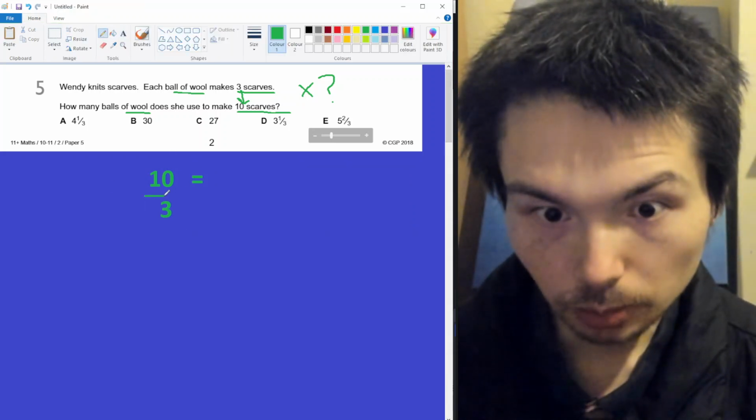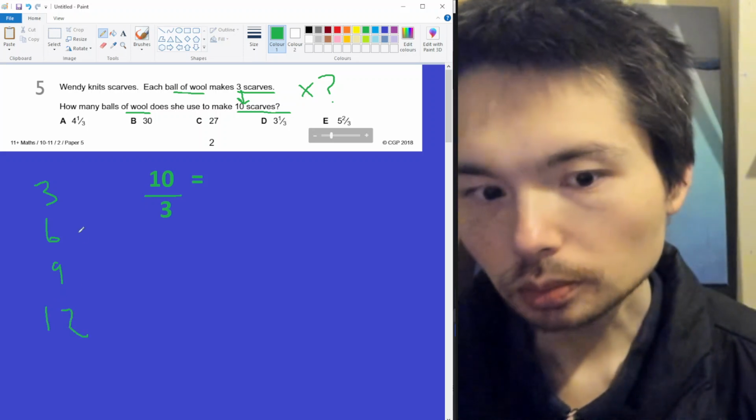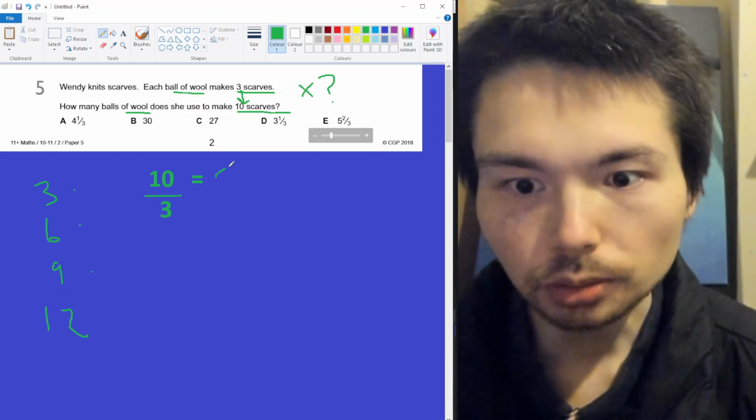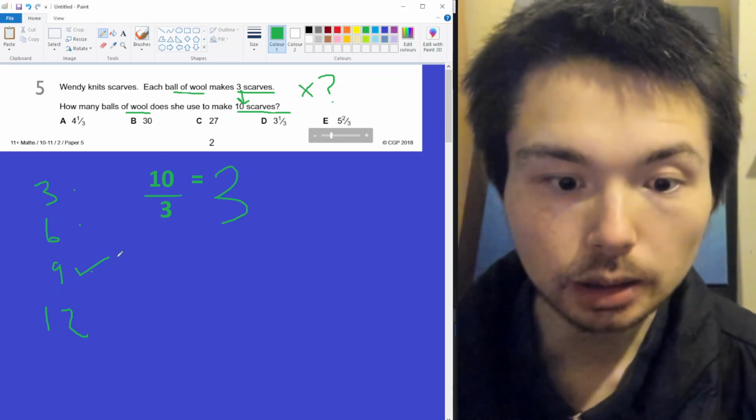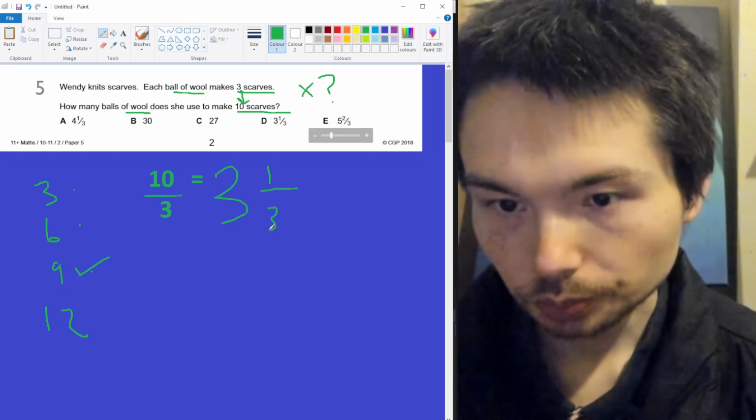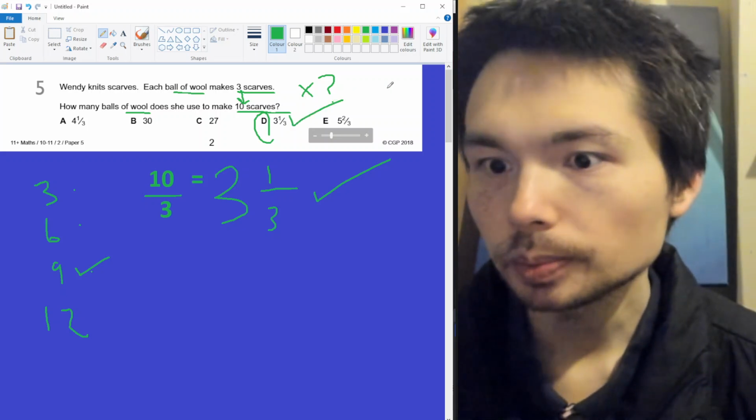Go up the 3 times table. 3, 6, 9, 12. So 3, but then what remains? We have 9, so 10 minus 9 equals 1. So 3 and a third. D is the answer.